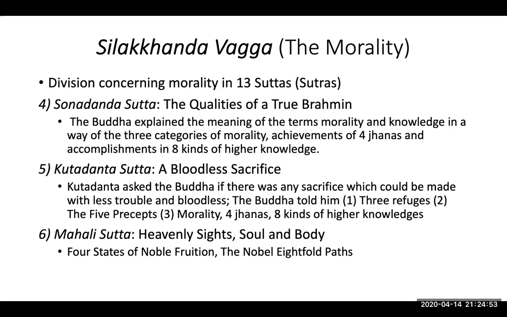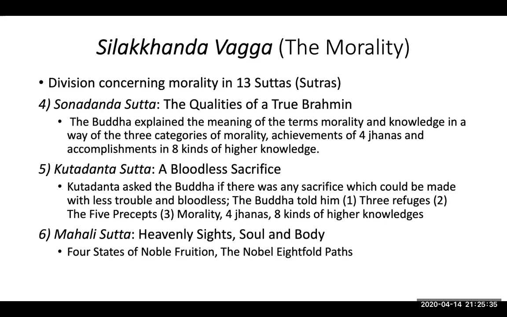And then also going forth and leading the holy life. So one becomes established in morality, accomplished in 4 jhana, and also equipped with 8 kinds of higher knowledge, which results in the realization of the extinction of a wrong view, such as, for example, bloody sacrifice. So far you see some consistency, such as morality, achievement of 4 jhana, accomplishment of 8 kinds of higher knowledge. And then that underlying doctrine comes back in Kutadanta Sutta.